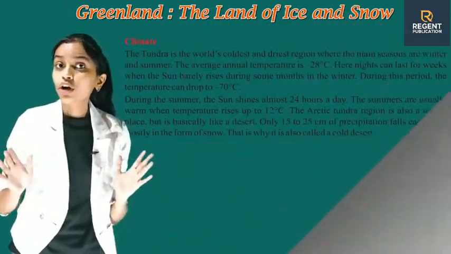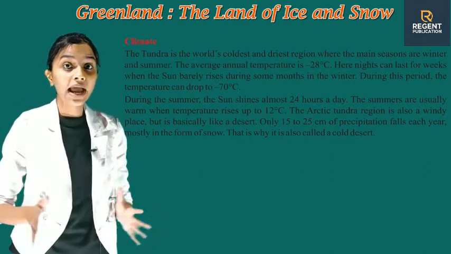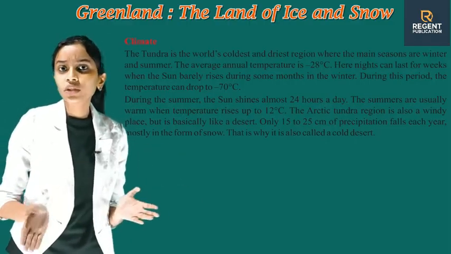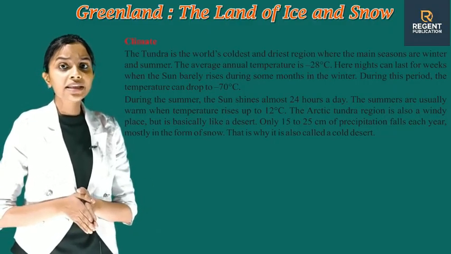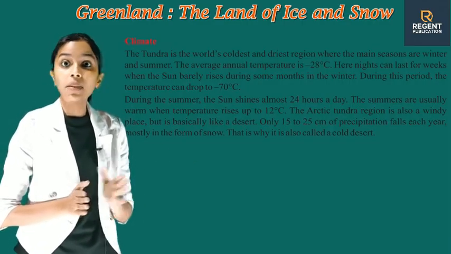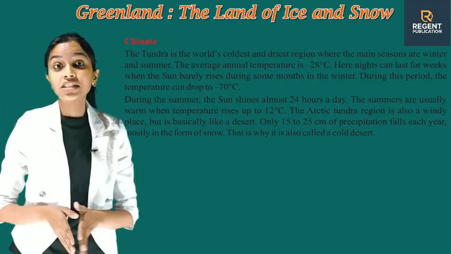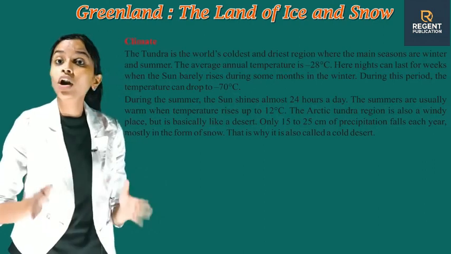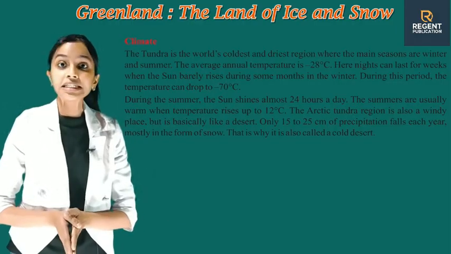Now see the climate of the tundra region. The tundra is the world's coldest and driest region, where the main seasons are winter and summer. The average annual temperature is minus 28 degrees Celsius. Here, nights can last for weeks when the sun barely rises during some months in the winter. During this period, the temperature can drop to minus 70 degrees Celsius. During the summer, the sun shines almost 24 hours a day. The summers are usually warm when the temperature rises up to 12 degrees Celsius.